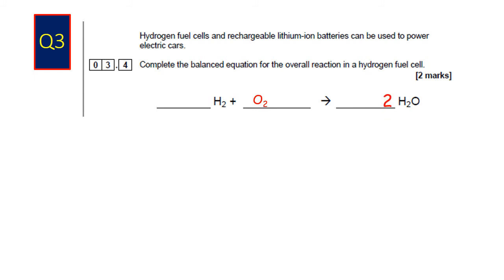So I now have oxygens balanced on both sides, but I now have 4 hydrogens on the product side and only 2 on the reactants. So I'm going to add a 2 here to make sure it is balanced.